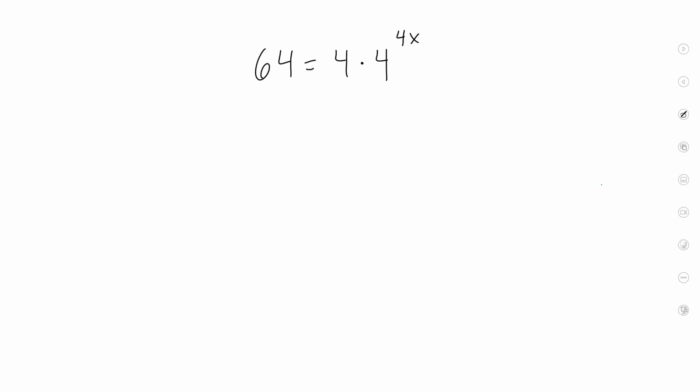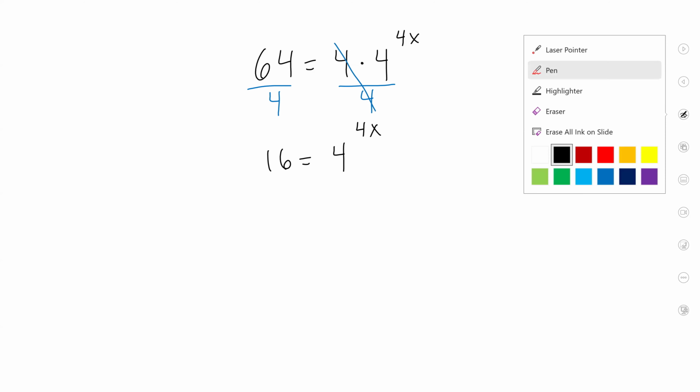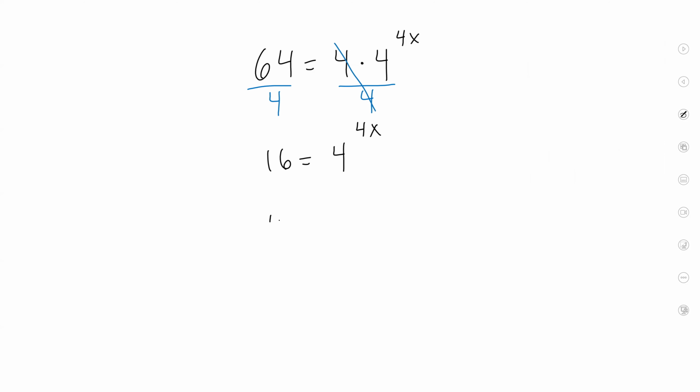All right, guys, for this one, what I did was divide by 4, and those cancel. Divide this side by 4. So I get 16 equals 4 to the power of 4x. To get the same base, I'm going to write 16 as 4 squared, and this side will stay the same. Now that the bases match, I'll equal the exponents to each other and solve. So I get x is equal to a half.